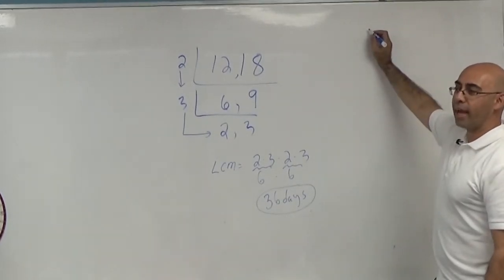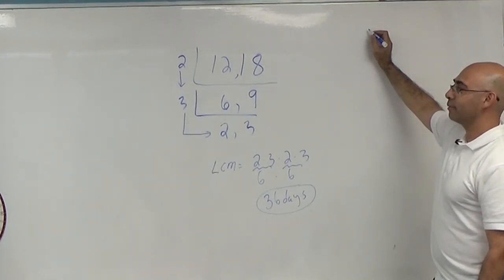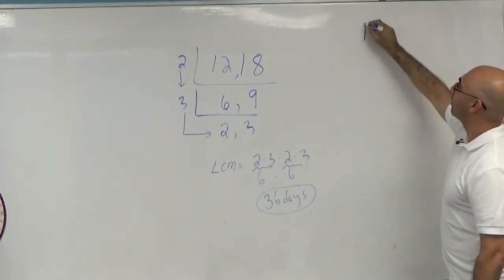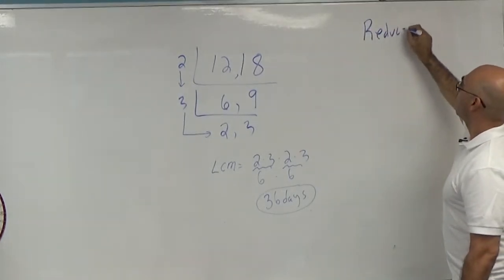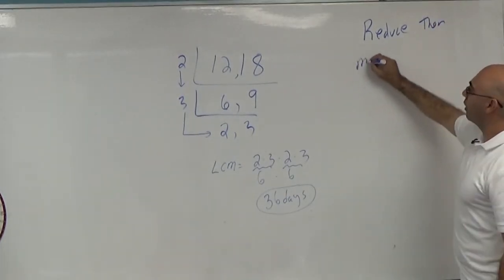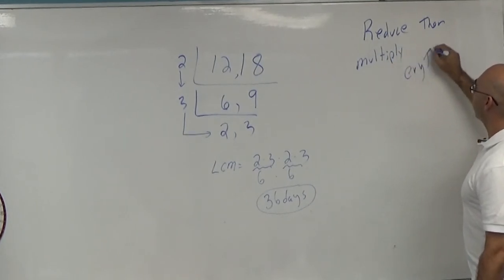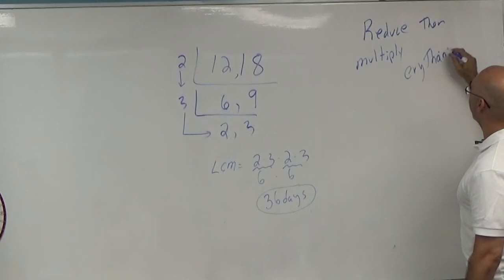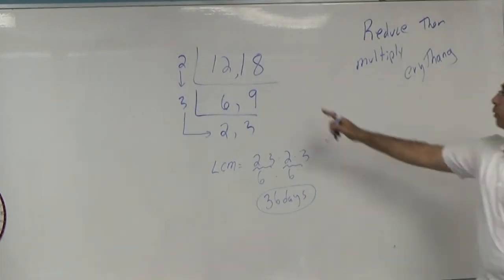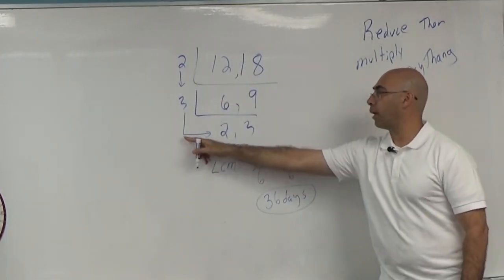So the main idea we get from this is some people can be fickle. No. The main idea we get from this: reduce, then multiply everything. So we reduced until we couldn't reduce anymore, then multiplied everything.